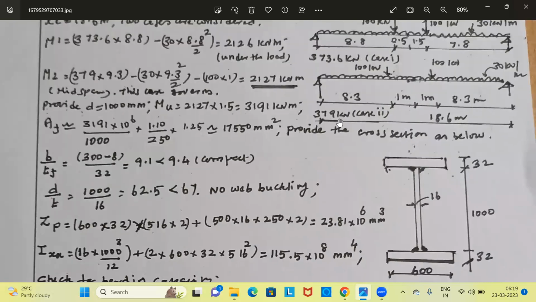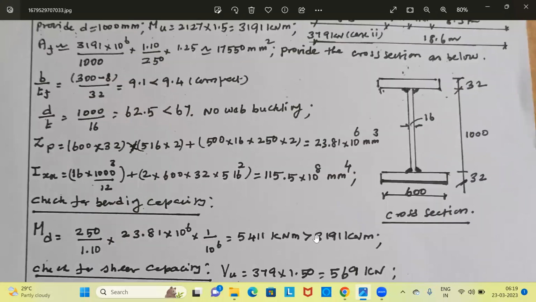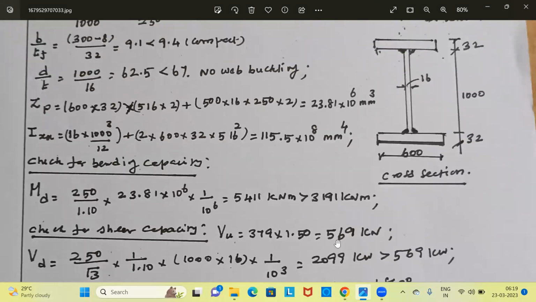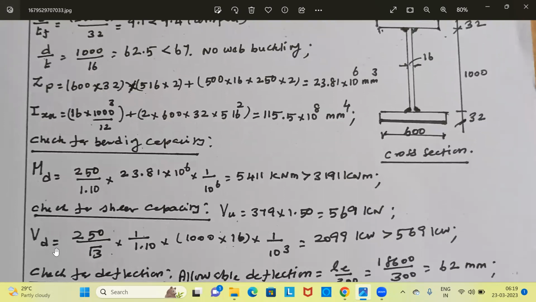What is the maximum shear force? Shear force is 379 kilonewton. We have to apply the load factor: 379 into 1.5. This is the factored shear, 569 kilonewton. And shear capacity is equal to shear stress into web area. What is the shear stress? Fy by root 3, where Fy is 250, is the allowable shear stress. There is no reduction because there is no web buckling. The D by T ratio of web is less than 67. Fy by root 3 is the full value of the allowable shear stress.